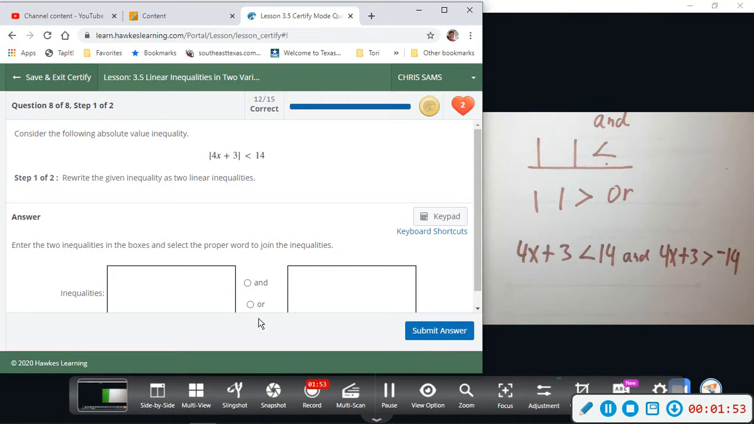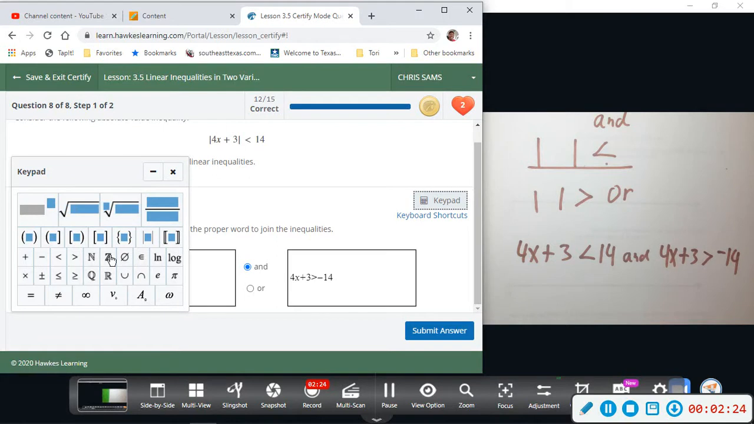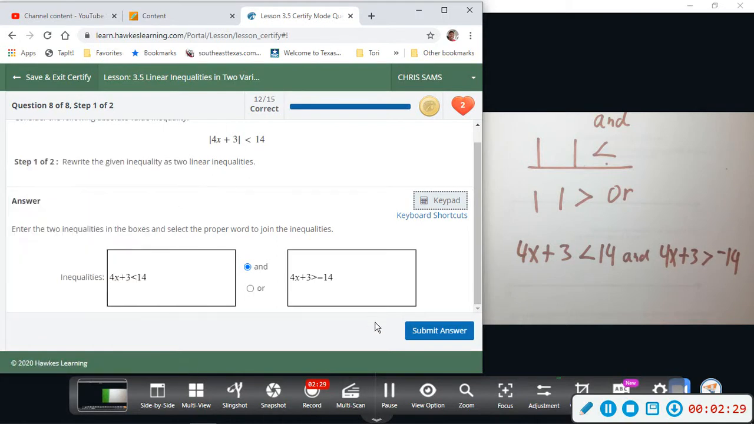So this is going to be part 1. We want "and" with the two inequalities: 4x plus 3 less than 14, and then 4x plus 3 greater than negative 14. If you want to get those symbols, you can just hit this keypad button here. I'm just using the keyboard to type those.